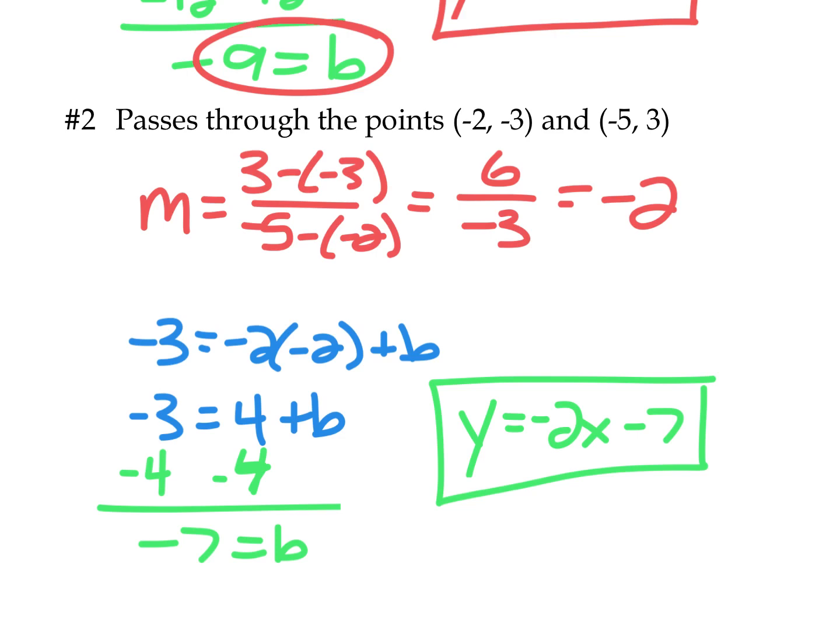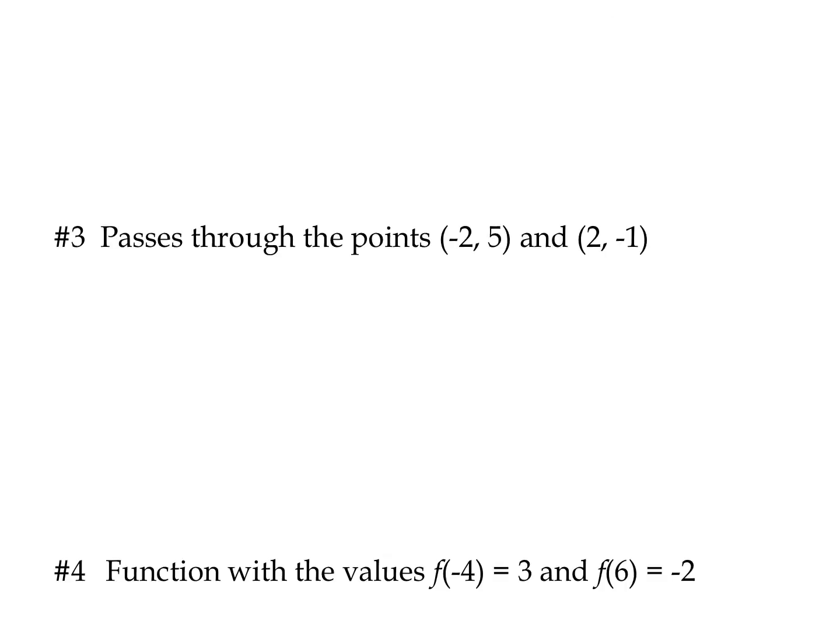So I calculate the slope if I don't know it. Then from there, I can find the y-intercept, and I've got my slope and y-intercept. I can use them to write the equation of the line, y equals mx plus b. Find the m, find the b, put them into your equation. Let's try another one like that. And again, you should be trying this.